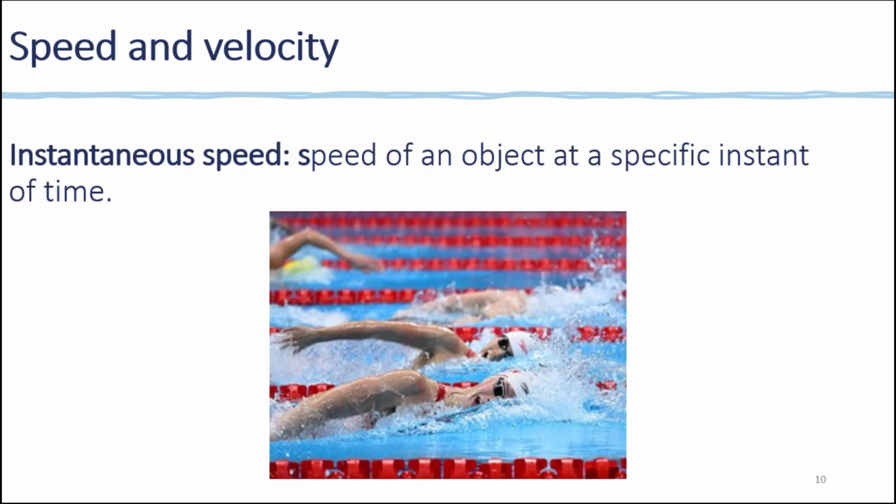Okay, so that was average speed. Now let's move on to instantaneous speed. The speed of an object at a specific instant of time is its instantaneous speed. So the maximum or the top speed of a runner during a 100-meter dash, or the maximum speed of Penny Alexiak's freestyle swim, would be an example of instantaneous speed.